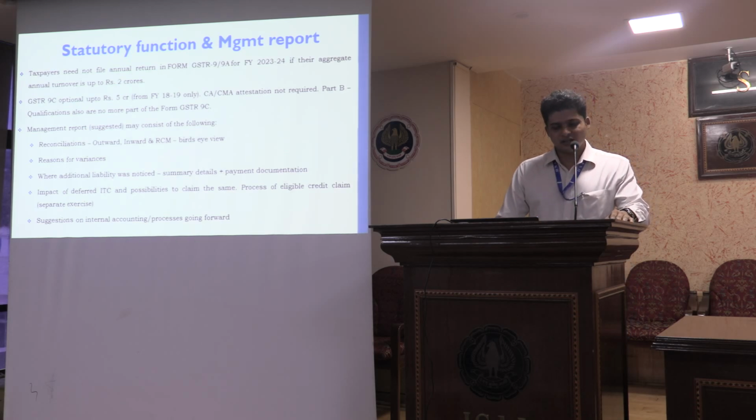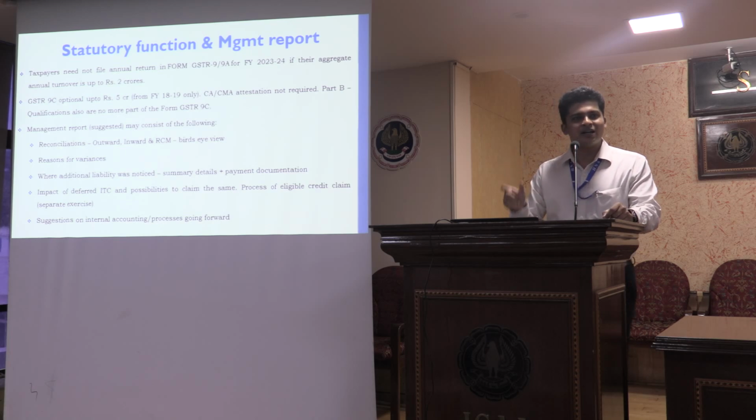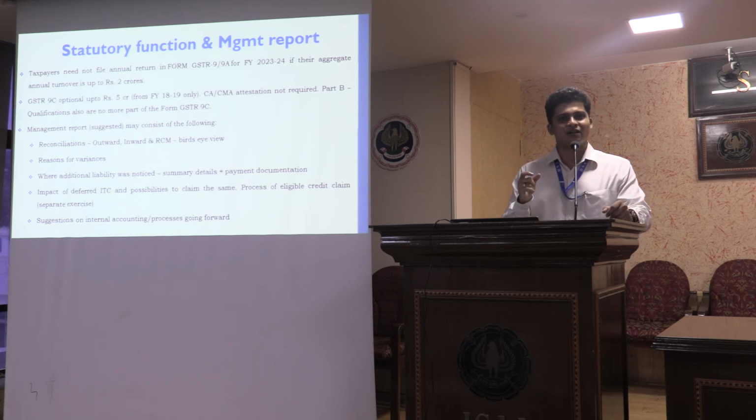So reasons for variance: additional liability should be separately maintained. DRC 03 filed for additional liability. The DRC 03 number, if you use credit, there is an I which comes. If you use cash, a C comes. So you can also identify based on the DRC 03 reference. The document number can also be put into your working file.